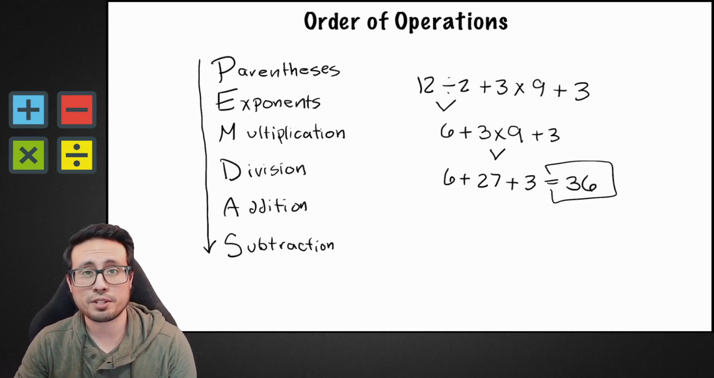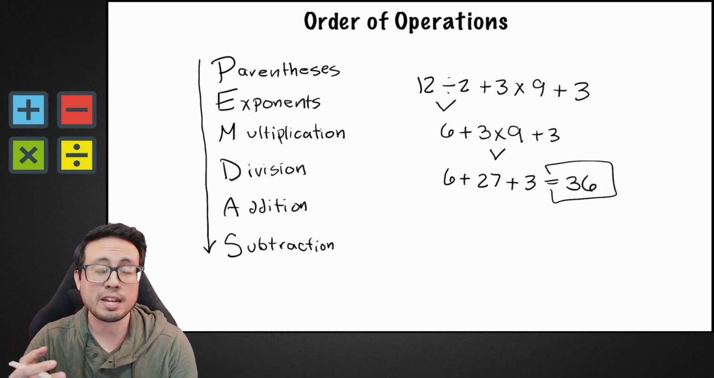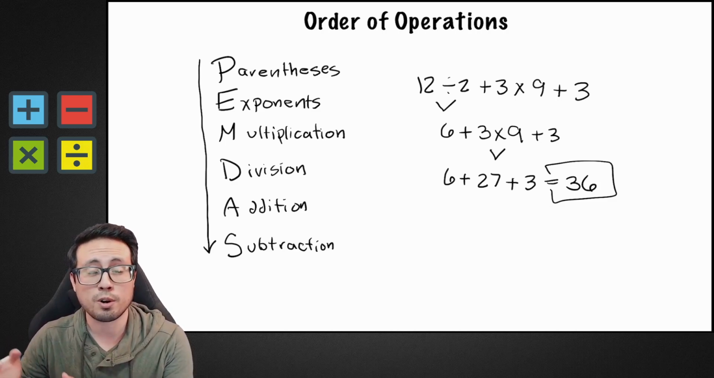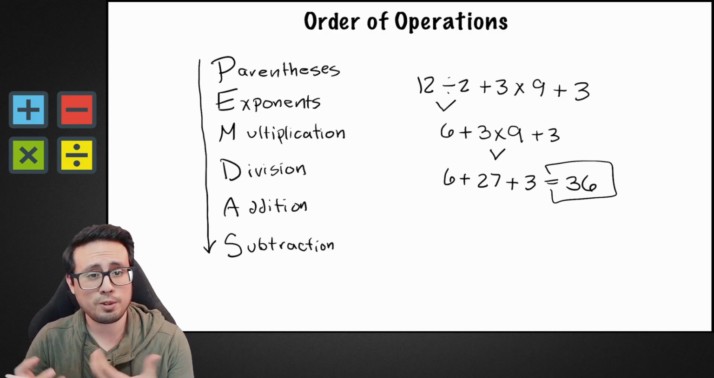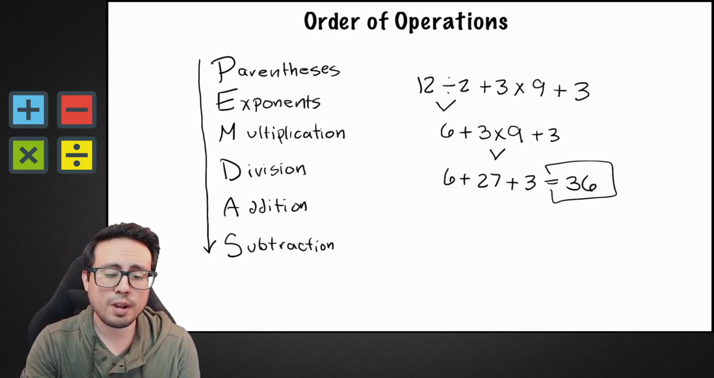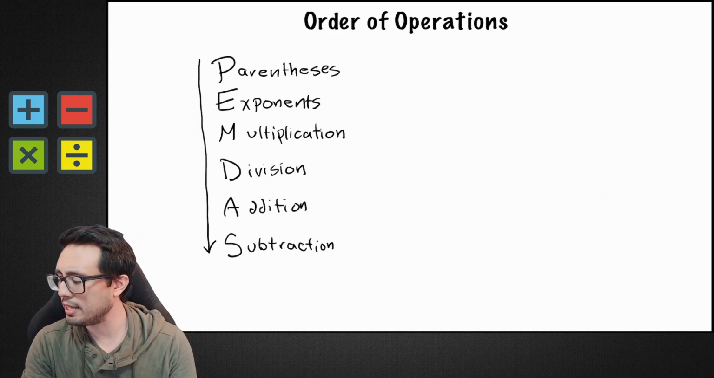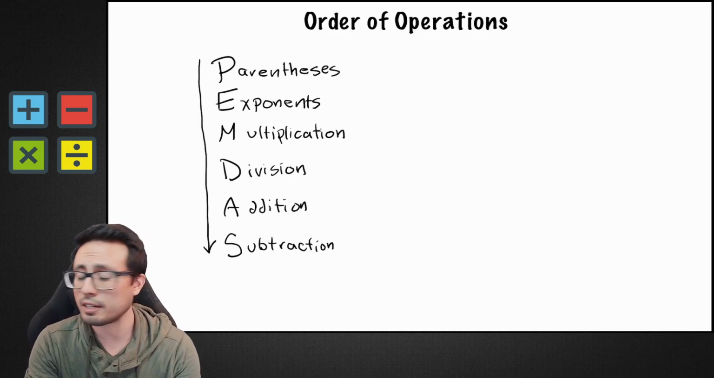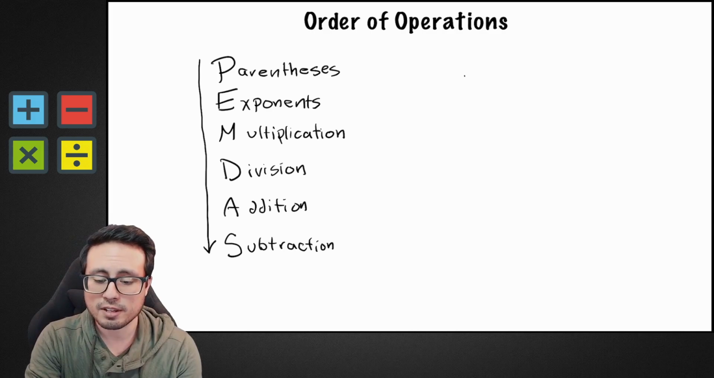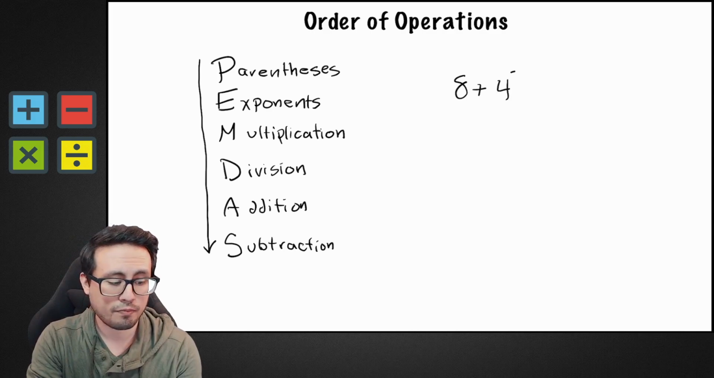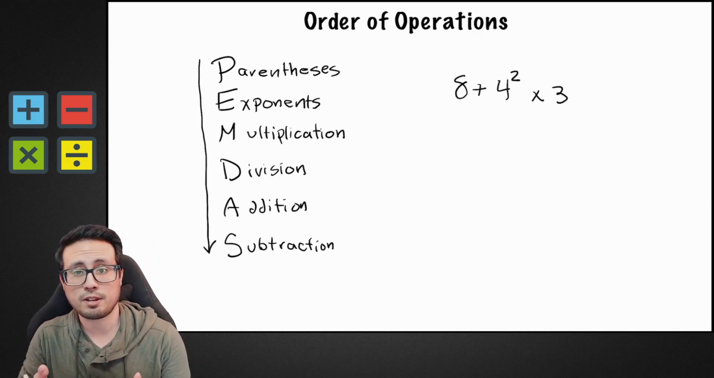And we accomplished this by using PEMDAS, by making sure that we stuck with the correct order of operations. Okay, so the answer is 36. Let's go ahead and take a look at another problem. Let's say that now they gave us something that looks a little different. They gave us 8 plus 4 squared times 3. Okay, and they asked us to solve this.